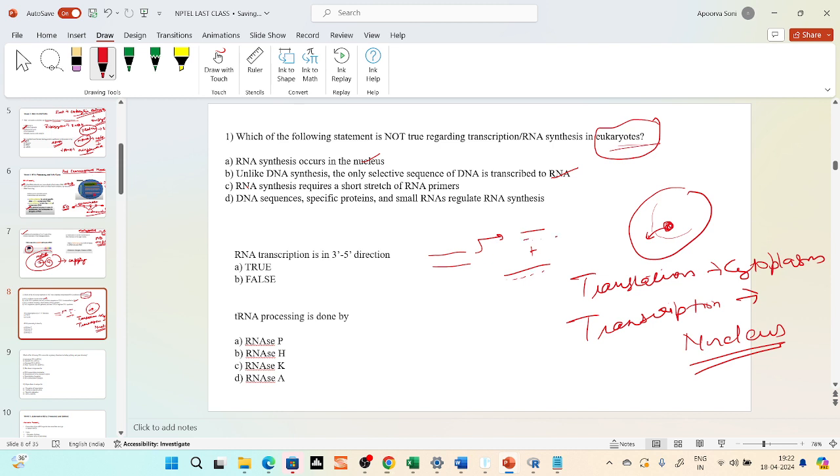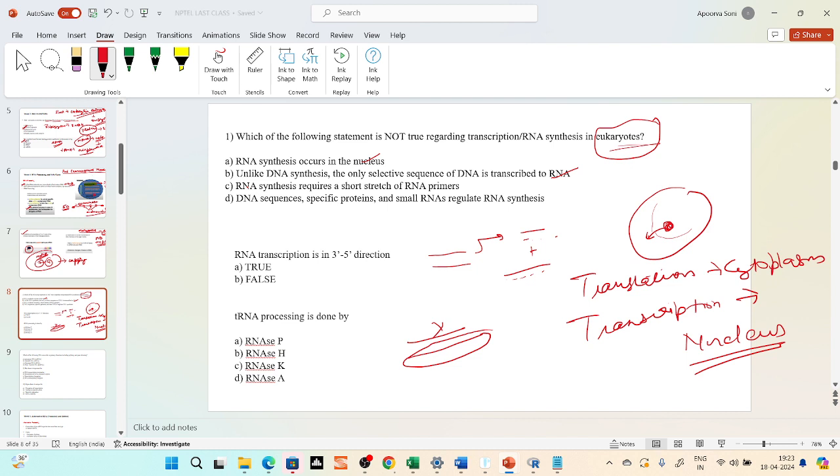But in the case of RNA, this is a double-stranded DNA. Only one strand of DNA serves as a template, not the other strand. That means, unlike DNA synthesis, only a selective sequence of DNA is transcribed to RNA. This is correct. Okay. Then, RNA synthesis requires a short stretch of RNA primers.